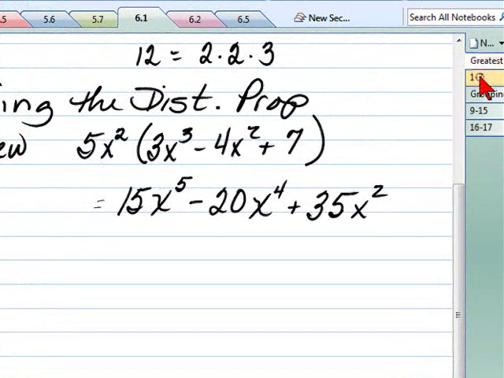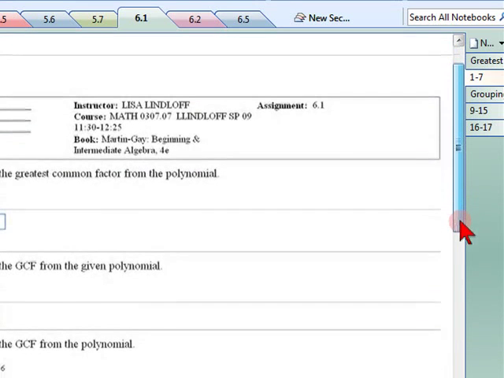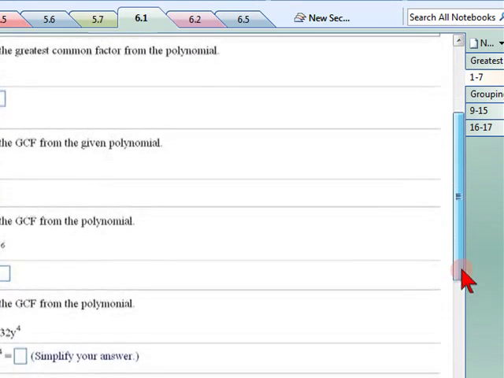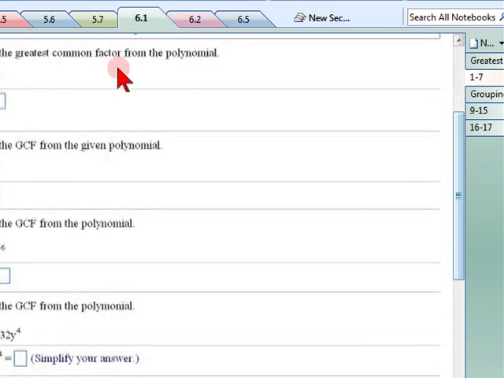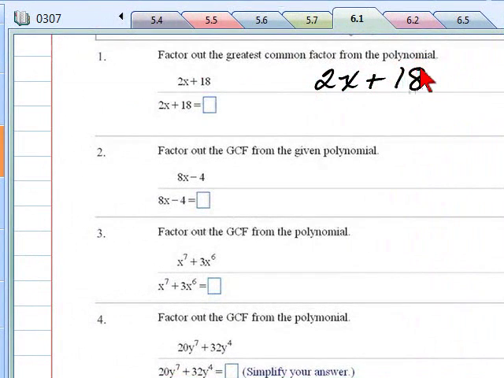So let's take a look at the questions in my math lab that have to do with this. The first question asks you to factor 2x plus 18. And the instructions actually say, factor out the greatest common factor from the polynomial. When you take a test, though, all it's going to say is factor completely. It's not going to give you a method, just factor completely. Okay, so greatest common factor.